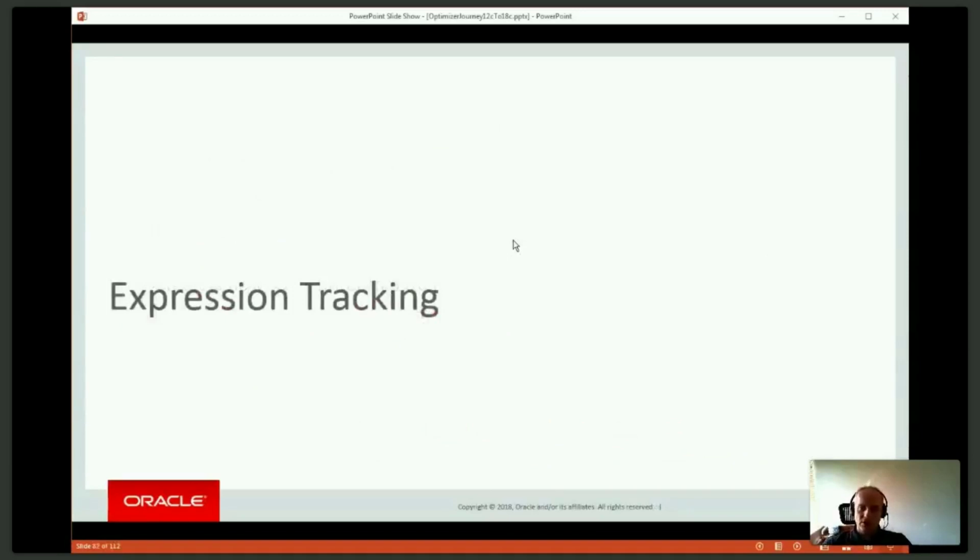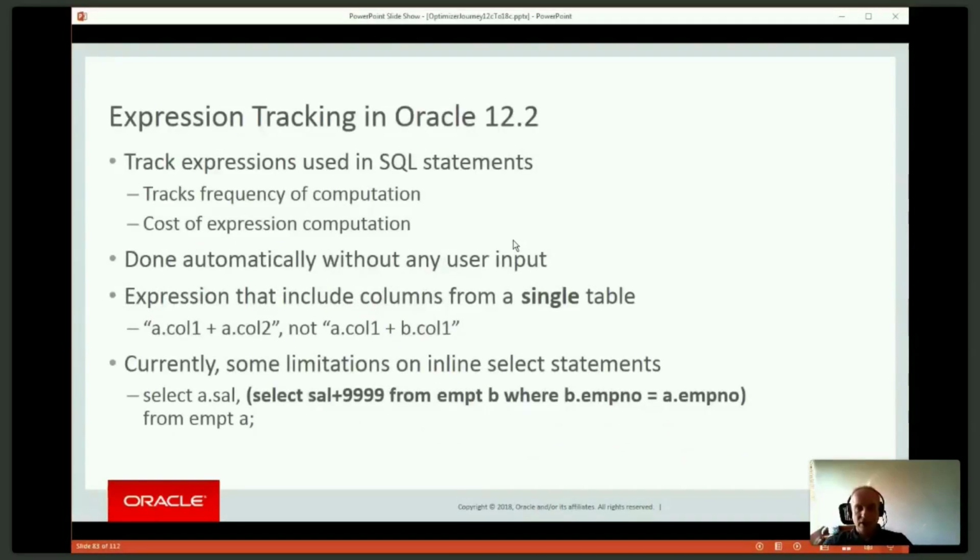Okay, another quick feature, 12.2, expression tracking. I won't go into this in a great deal of detail. The idea is now we actually track the usage of expressions in SQL statements. So for example, if you have select column A plus column B, or column 1 plus column 2 in your queries, we track that usage because, of course, the evaluation of expressions can be expensive. So it's something that we now track.